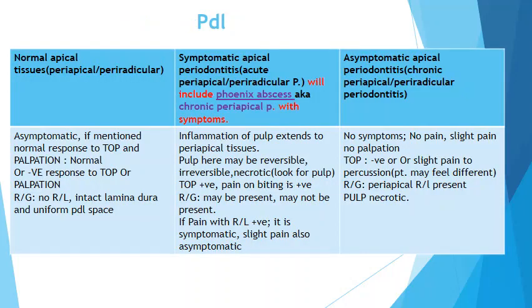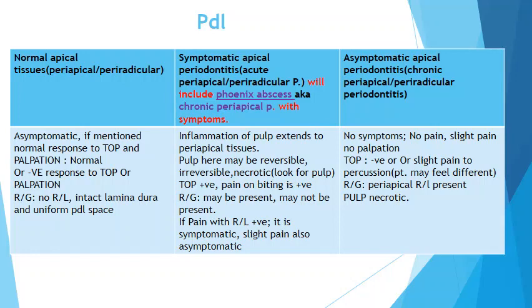Okay, now next is periodontal ligament. Now we are going to discuss some conditions which we have to answer according to the information provided in the template for the periodontal condition of the tooth. Now we can have periodontal tissues, periapical tissues, which are normal.